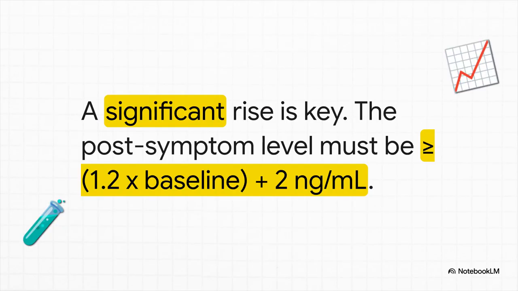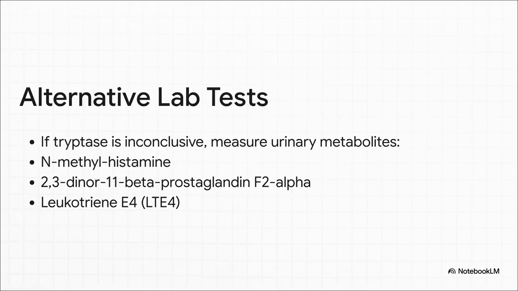But here's a super important detail. It's not enough for the tryptase to just be a little high. To meet that second criterion, you have to use this very specific formula. You need to show that the tryptase level drawn during or right after an episode is at least 20% above the patient's baseline value, plus an additional 2. You have to do the math on this one. It's absolutely key.